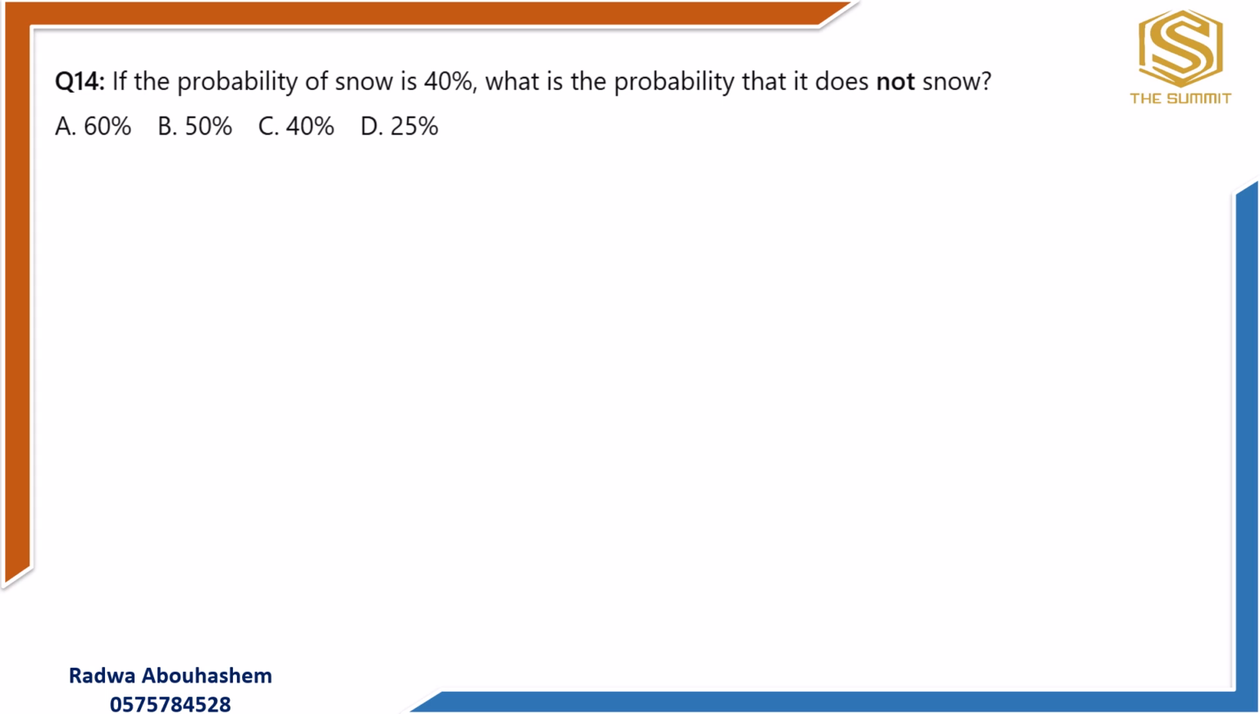If the probability of snow is 40%, what is the probability that it does not snow? So all of it is 100%. So 100% minus 40% gives me 60%.